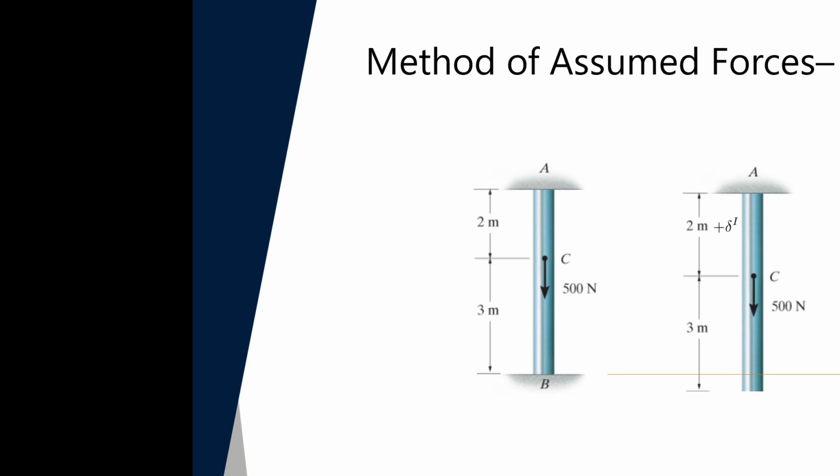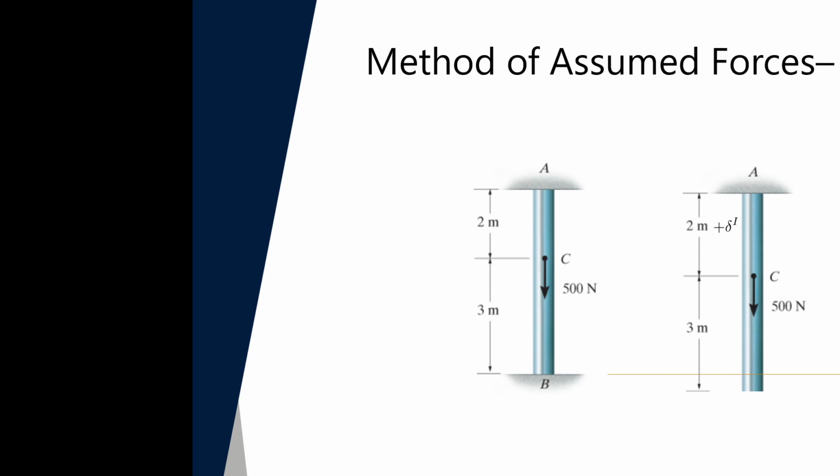So what we're going to do, as a bit of a thought experiment, is remove one of the constraints. I remove that bottom constraint at B. Now it's a statically determinate problem. In this particular case, you only have load in section AC, and so that stretches a little bit. So there I've got the 2 meters plus a little bit of a delta. And then the bottom section, C to B, just rigidly moves along with the elongation of section AC.